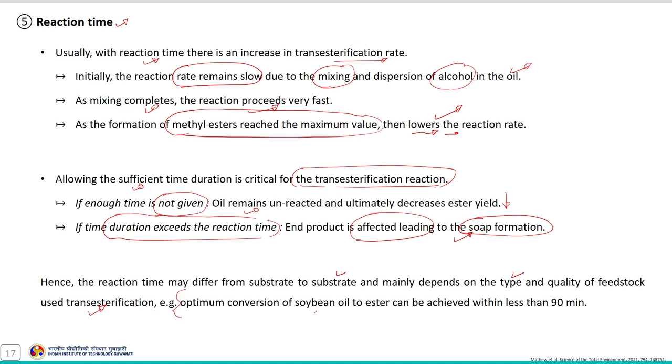For example, in case of soybean oil, the optimum conversion of soybean oil to ester can be achieved within less than 90 minutes. However, in some cases, if the oil contains a high amount of FFA as well as impurities, then the duration of the reaction may get extended.